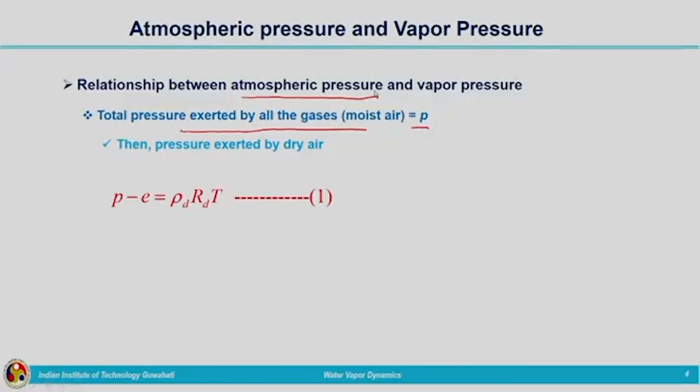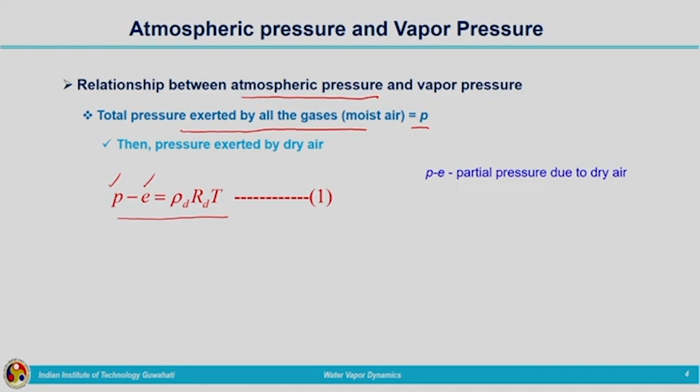So, the pressure exerted by dry air can be written as the difference between atmospheric pressure and the vapor pressure exerted by the water vapor. That is what is written here, P minus e is equal to rho d Rd T. P is the atmospheric pressure or the total pressure which we are representing here by P. e is the vapor pressure exerted by the water vapor. So, this is the difference between P and e giving you the pressure exerted by dry air. So, that can be represented in this form rho d Rd T by making use of ideal gas law.